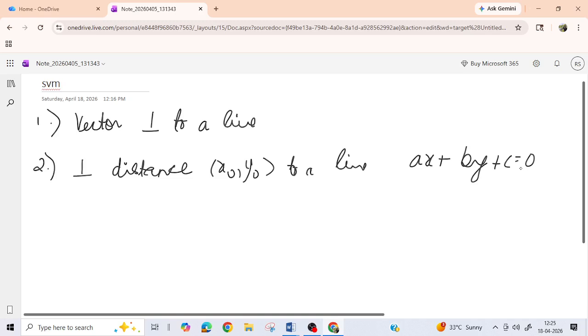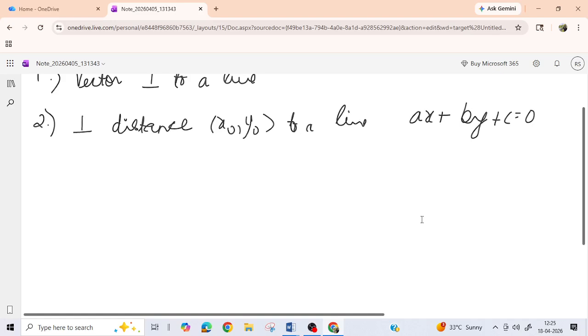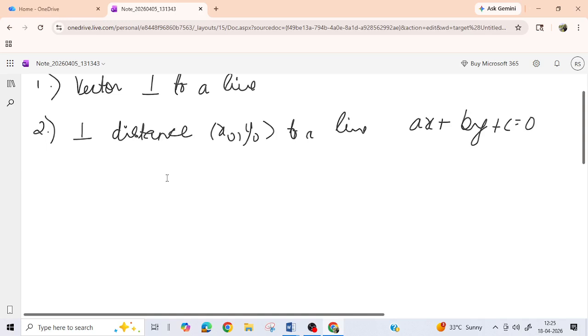Okay, so we would derive these two formulas, and then it would be easy for us to understand SVM, because these are the 2 points which are used in SVM. Many more things are used, but these are at least the basic ones which we should be cognizant of. Otherwise, we won't know why it is and where it is coming from.